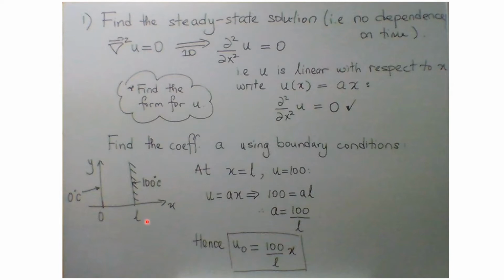Now at time t equals 0, at x equals L, this is our heat source. If you use this equation, u equals ax, and replace x equals L, then u is equal to 100, and you can determine what a is. In this case, a is equal to 100 over L. So this is the first solution that you want, that is u naught equals 100 divided by L multiplied by x. We will see later that when we have the second solution, we will combine them and use it to determine the Fourier coefficients.